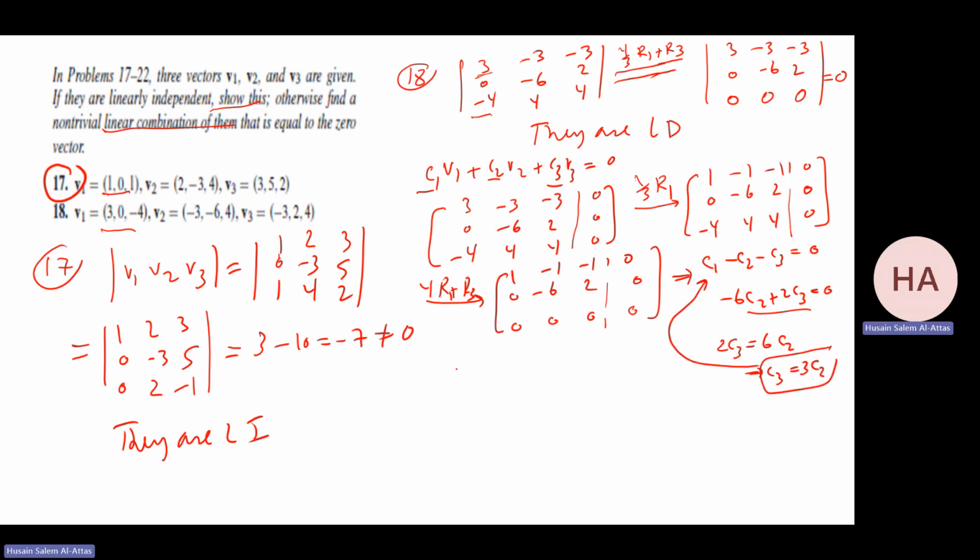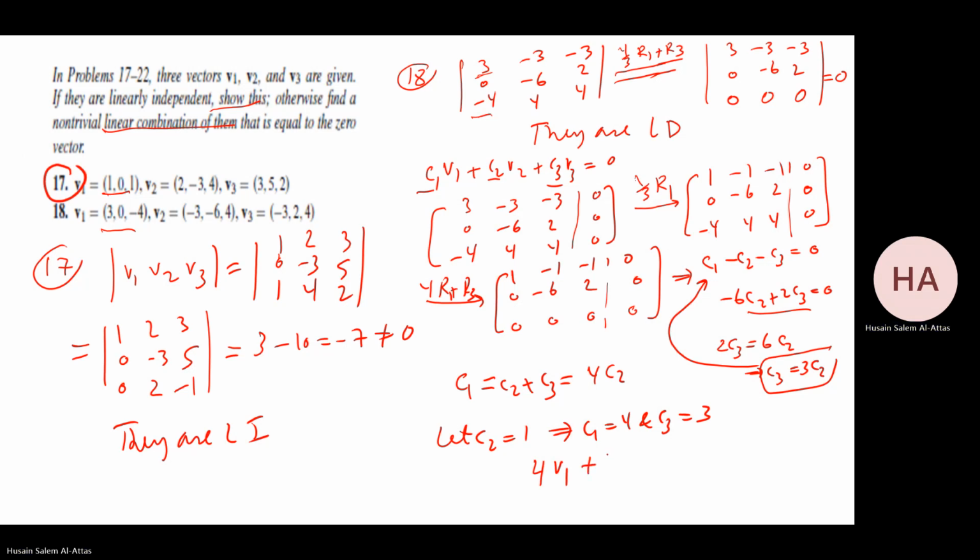So plug this there. So I'm getting C1 = C2 + C3. I have C3 in terms of C2, so I have 4 C2. So I let C2 = 1. So I have C1 = 4 and C3 = 3. So it means I have what? 4 V1 + V2 + 3 V3 = 0. Yeah, if I want to write it, find a linear combination of them that is equal to the zero vector. So I have this: 4 V1 + V2 + 3 V3 = 0. This is what I have.